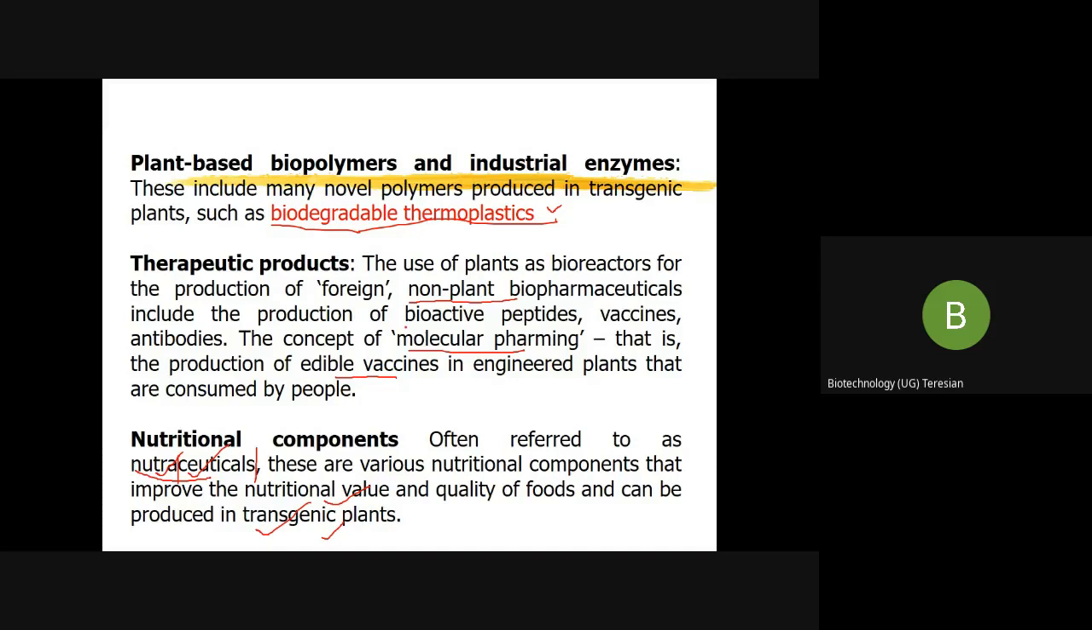I can produce plastics, biodegradable plastics. I can produce certain biopharmaceutical products which the plant doesn't produce, but I can modify my plant to produce them. And I can produce nutritional components by producing a transgenic plant which can produce both nutritionally and pharmaceutically important vegetables or fruit or whatever it may be.